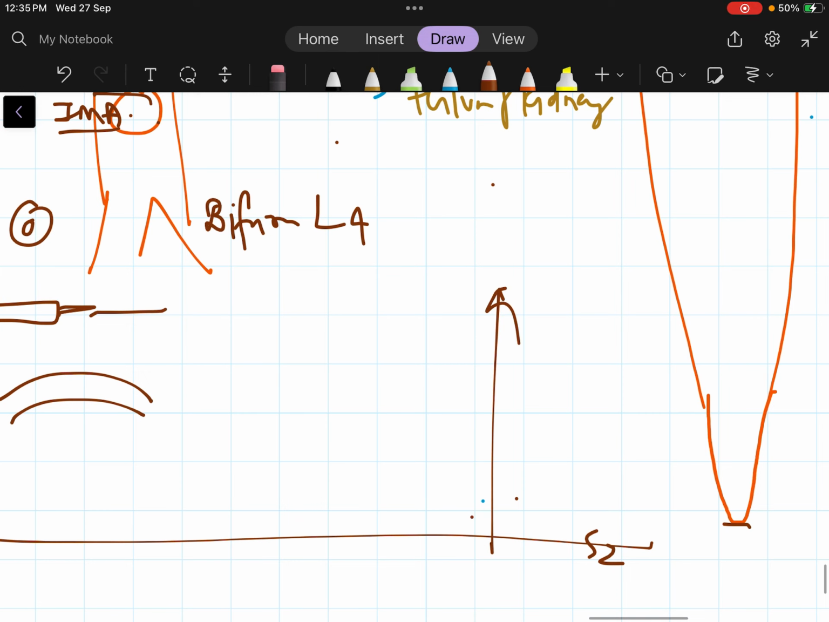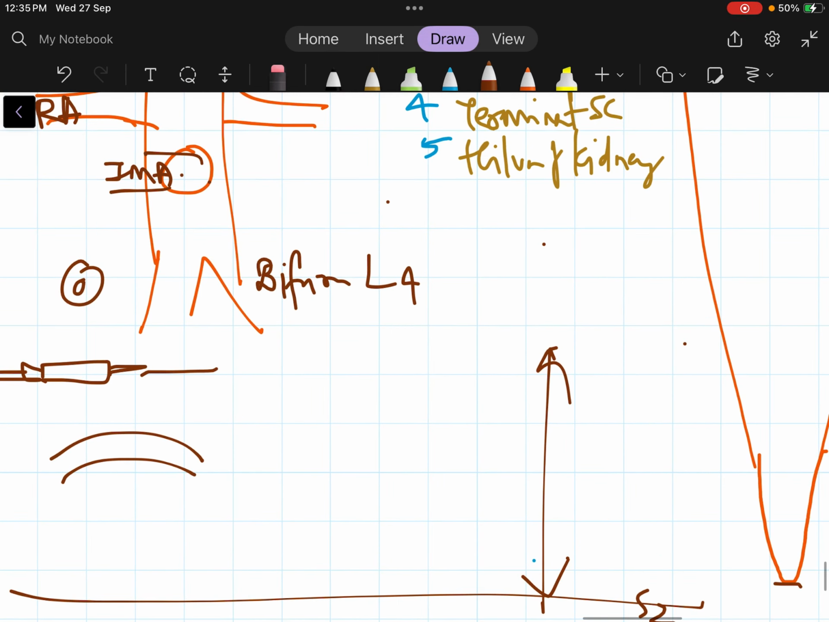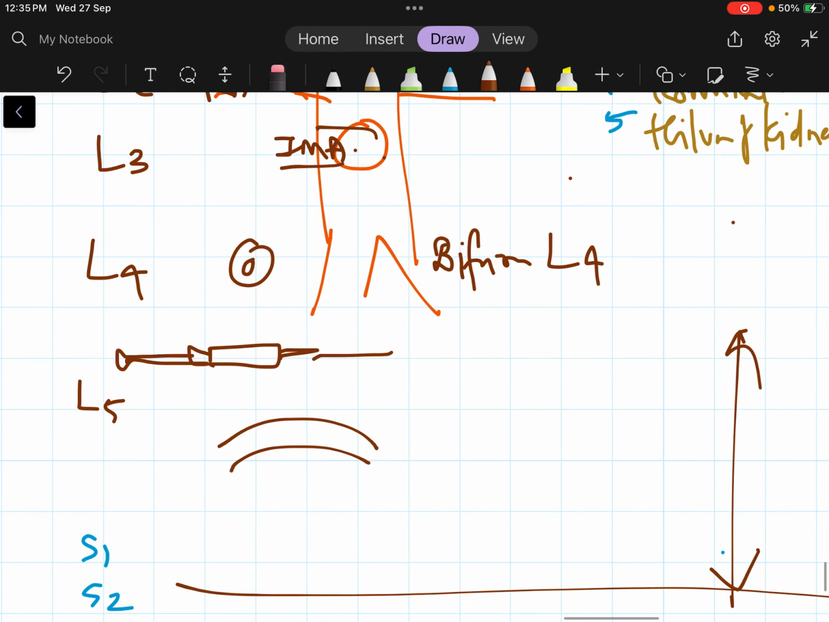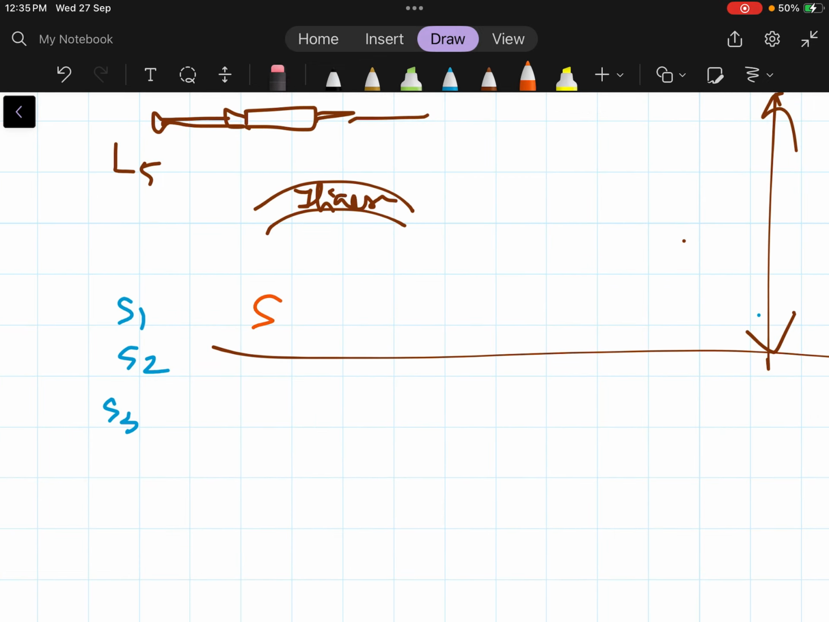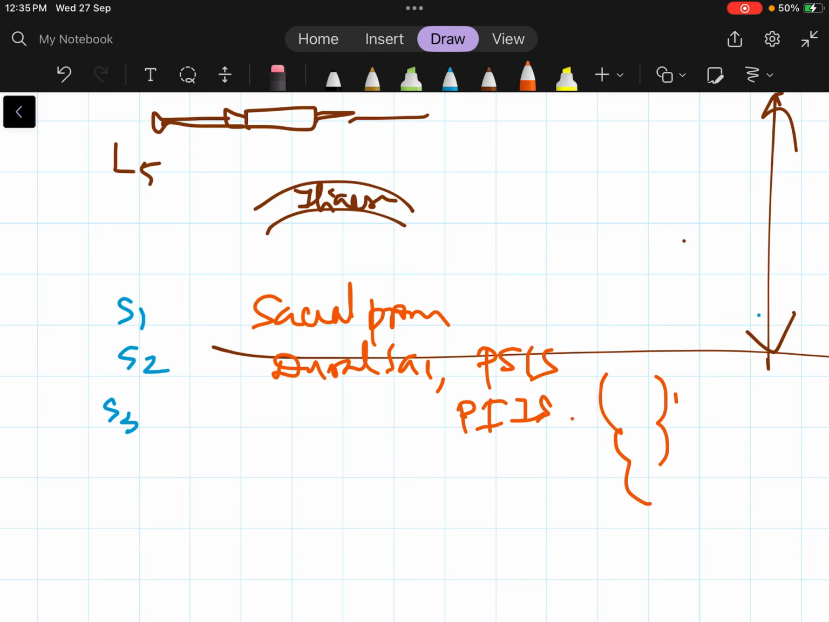This space in between, you can give spinal injections without injuring the spinal cord. So before injecting, you will have to palpate the iliac crest at the level of L5 and give the injection between L4 and L5. At S1 you have the sacral promontory, previously said. S2 has the end of the dural sac and also the posterior superior iliac spine. S3 you have the posterior inferior iliac spine and the beginning of the rectum at S3 level.